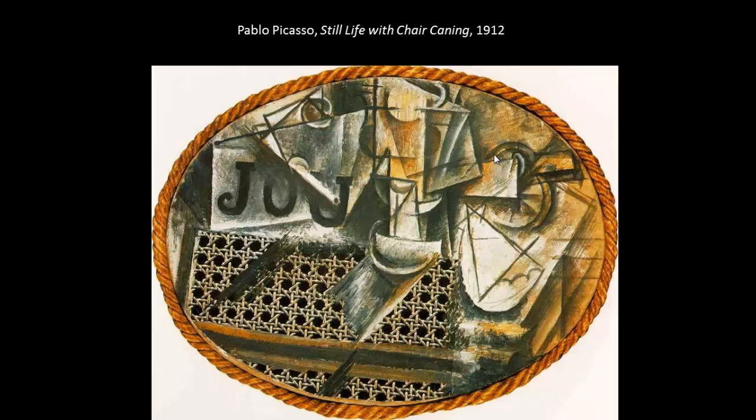Synthetic Cubism takes on the challenges of representation that we saw with Analytic Cubism, but it takes it to a new level and challenges the viewer's perception of what is real. So that chair caning seems quite real, but he's put paint on top of it to indicate that it is just as flat as everything else.